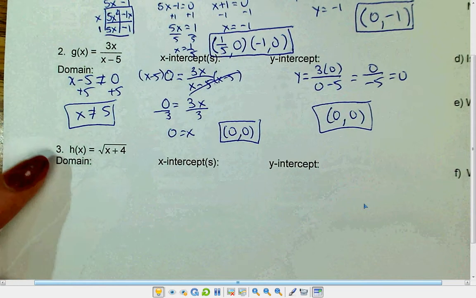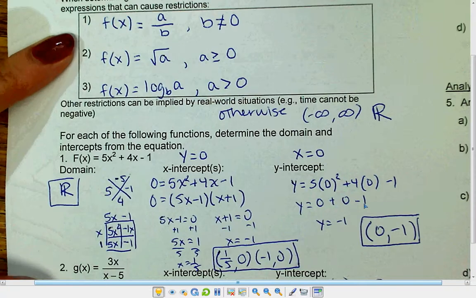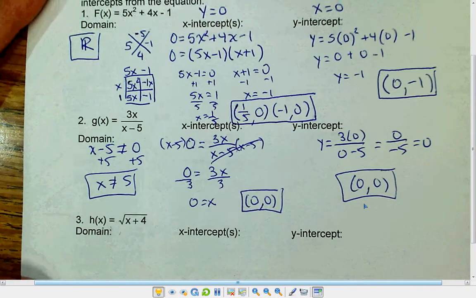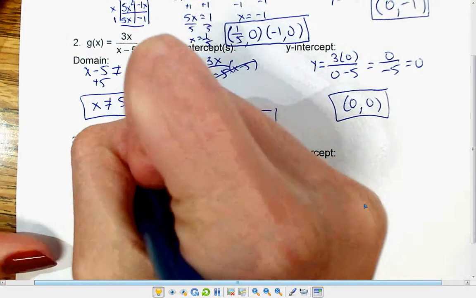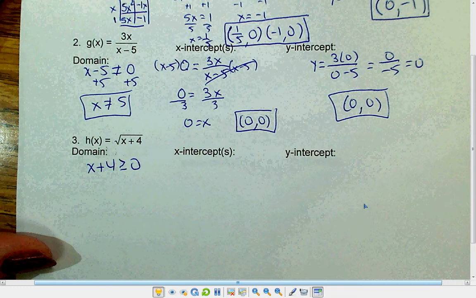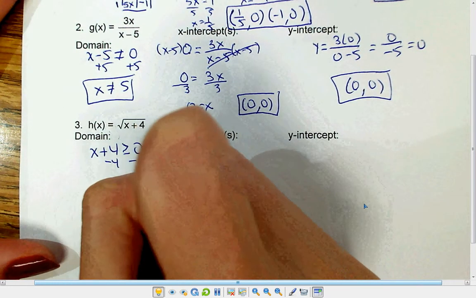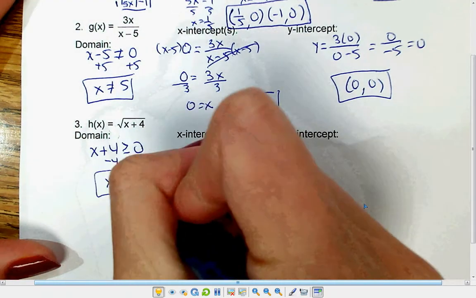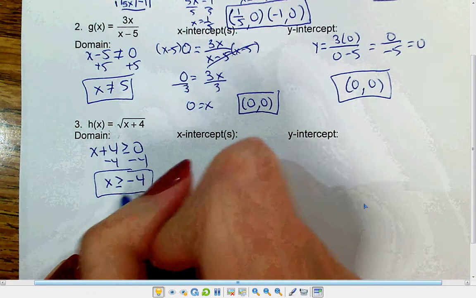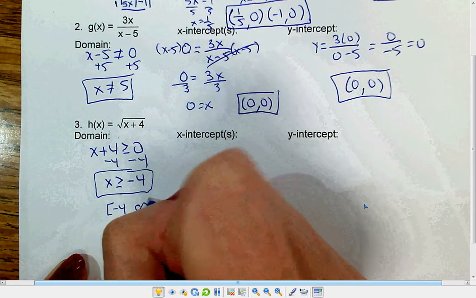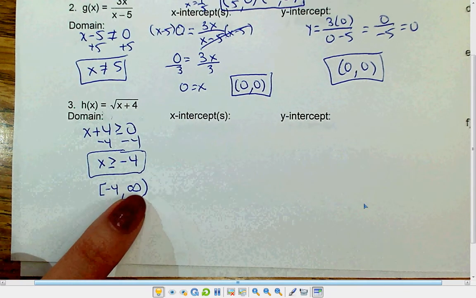Okay, number 3. So for number 3, I have a square root, so I know this is going to be situation number 2. What's underneath the square root has to be greater than or equal to 0. So x plus 4 is greater than or equal to 0. Solving for x, I'm going to subtract 4 from both sides, and I get x is greater than or equal to negative 4. If I wrote this in interval notation, it'd be [negative 4, infinity) with a bracket.